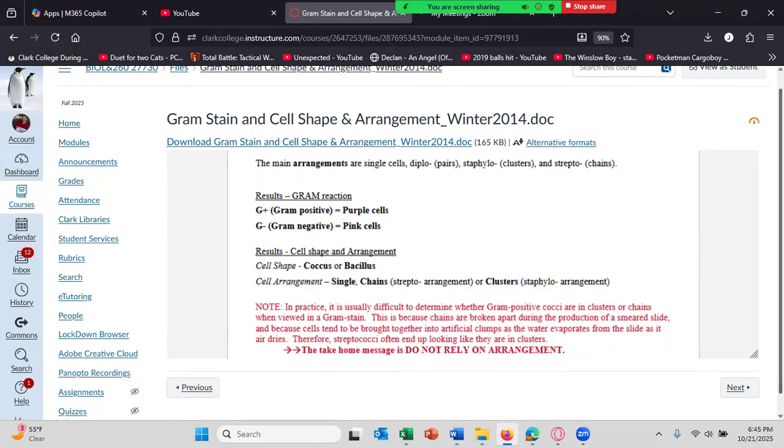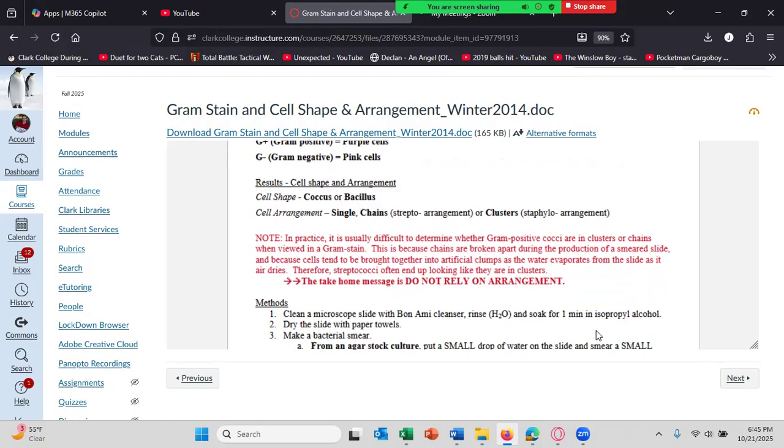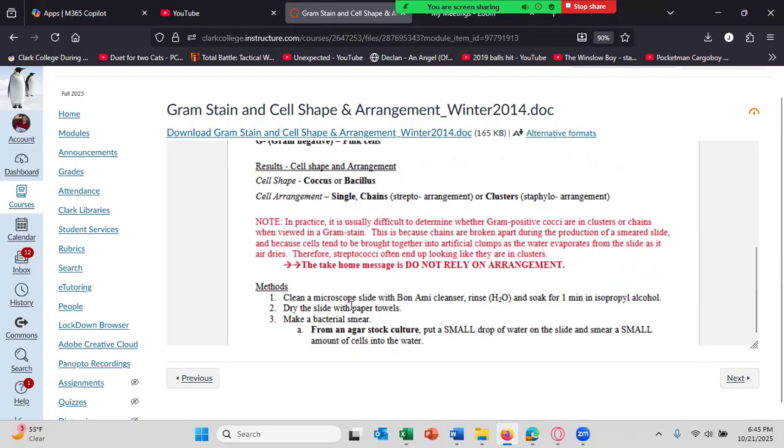If you want to know the cellular growth arrangement, you should do the cellular growth arrangement test, which I'll show you in a little bit. And then it tells you the steps you do for making the gram stain.